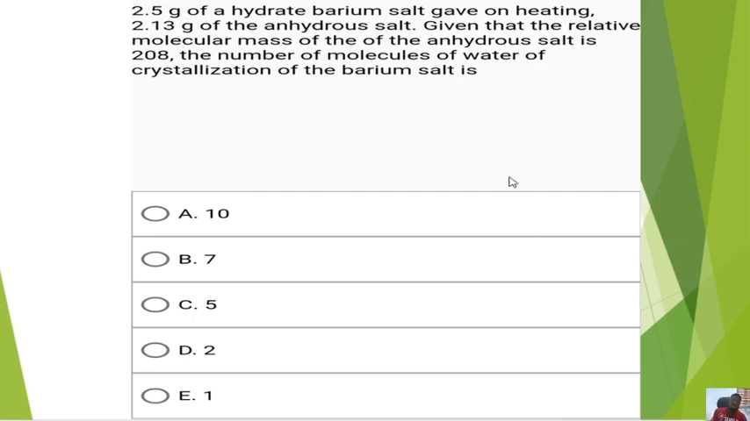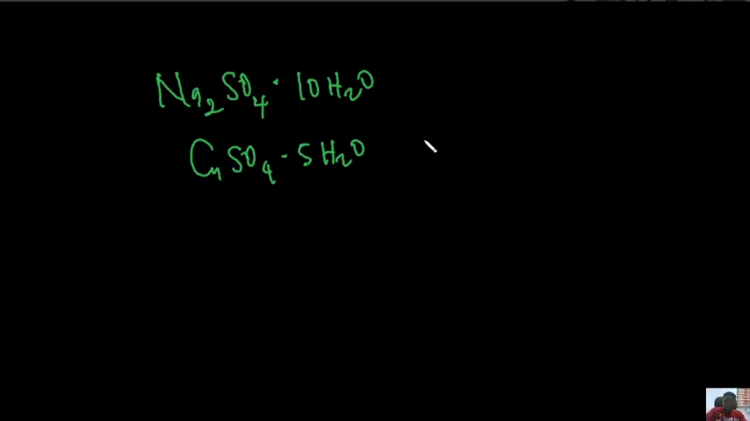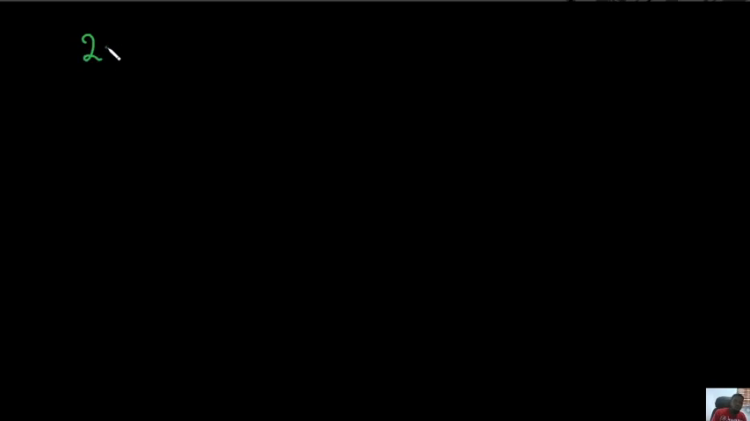So let's analyze this. We are told that 2.5 gram of hydrated barium salt gave on heating 2.13 gram of anhydrous salt. So let's be putting down, I like putting down my values straight up. So 2.5 grams of hydrated. Hydrated means that it has water of crystallization, and we don't know that water of crystallization. So a barium salt, let's call it barium B. Then it is attached to X water of crystallization.